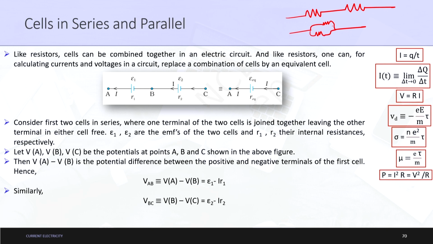Today we will go on with another discussion now, that if the batteries are given to you in series and parallel, then what will be the equivalent EMF produced. So, just look over here, very easy mathematical formulation, nothing typical in it, you just need to understand everything. Like resistors, cells can be combined together in an electrical circuit, and like resistors one can, for calculating currents and voltages in a circuit, replace a combination of cells by an equivalent cell.